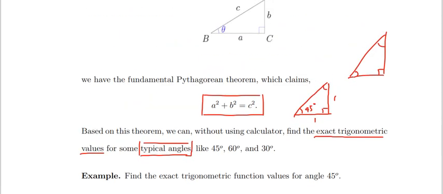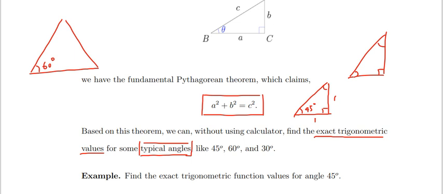I'll put it to here. We have this typical triangle. We call it an equilateral triangle, meaning these three sides are the same. So these three angles are also the same. This angle should be 60 degrees, right? 60, 60, 60. Each angle is 60 degrees.